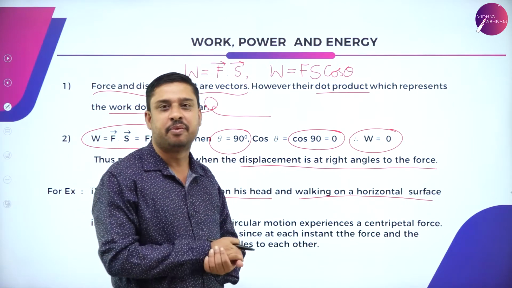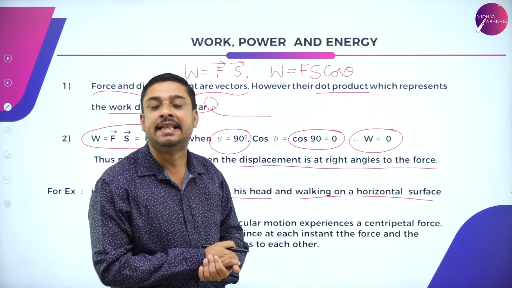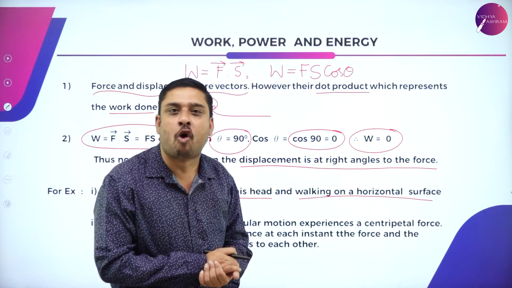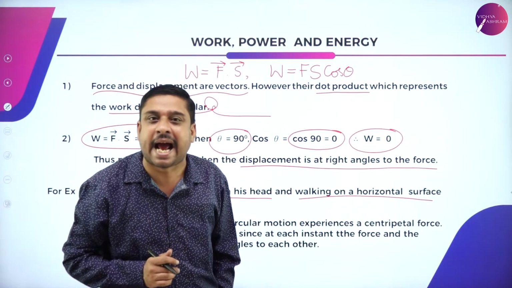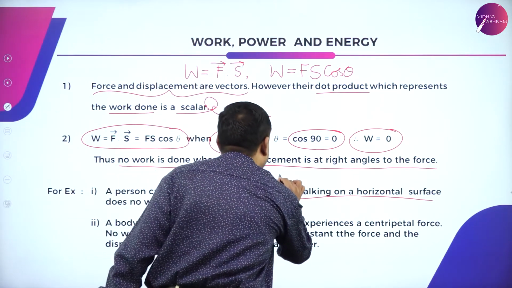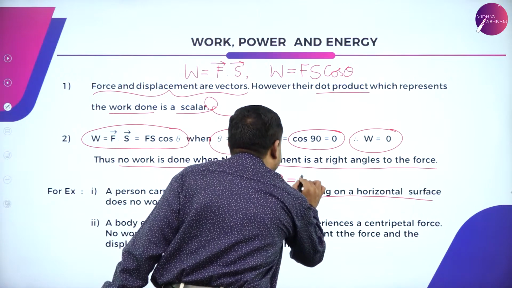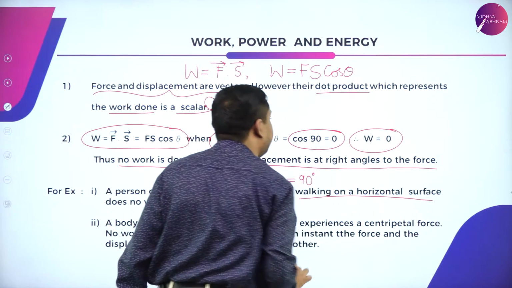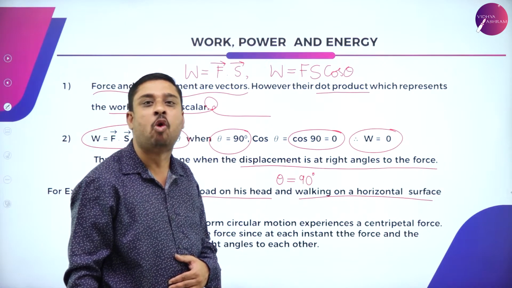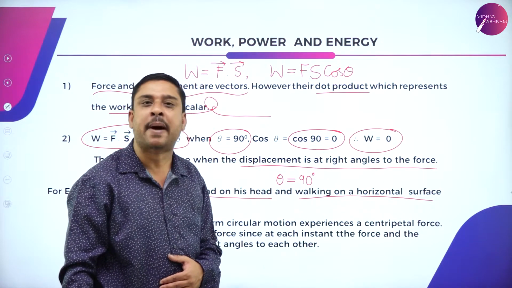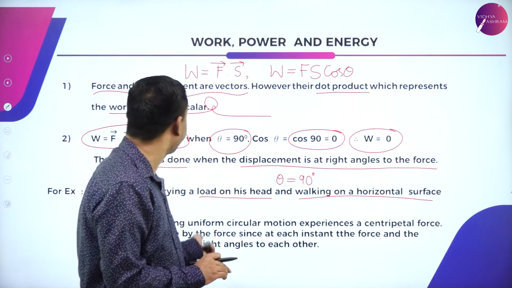Why? Because in this case, force and displacement are at right angles to each other. In this case, theta is 90 degrees. Therefore, we say there is no work done by that person.